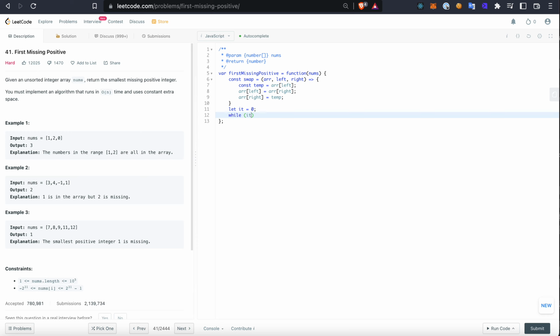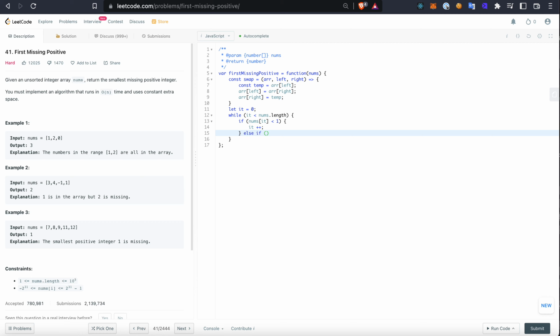So while i is less than nums.length. Remember how if the number is less than 1, because it's out of this range, we can just ignore it. If nums[i] is less than 1, we're only interested in things that are 1 or greater. Then we just keep going.